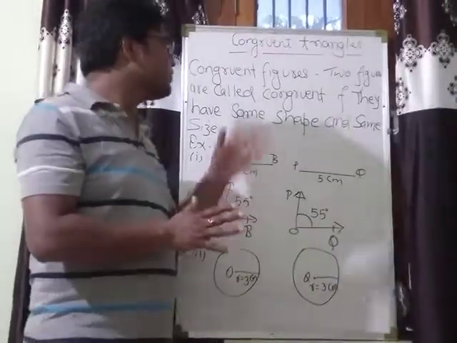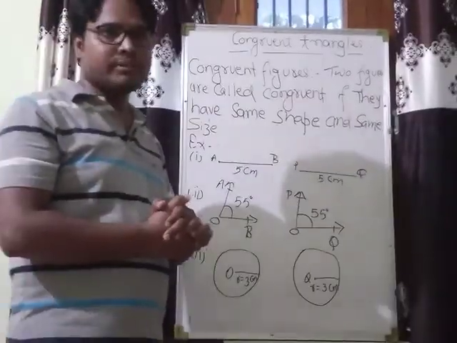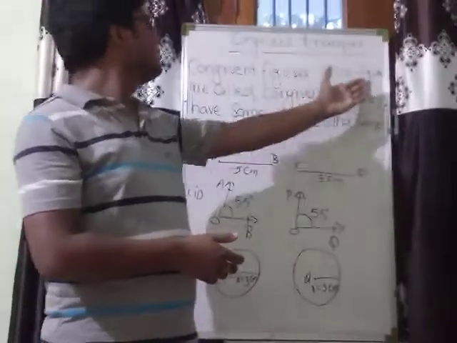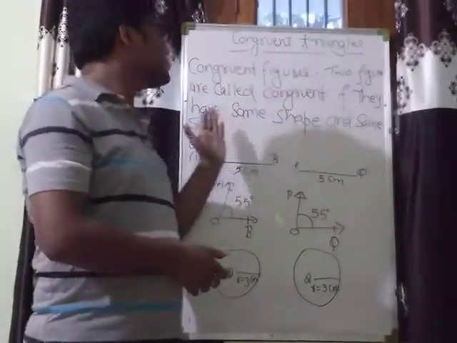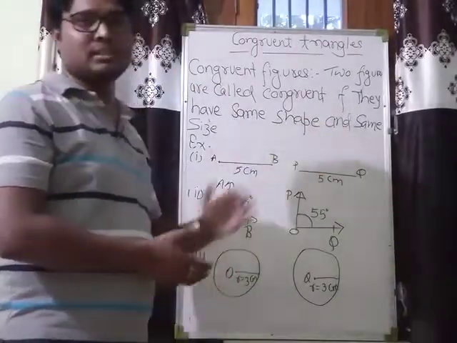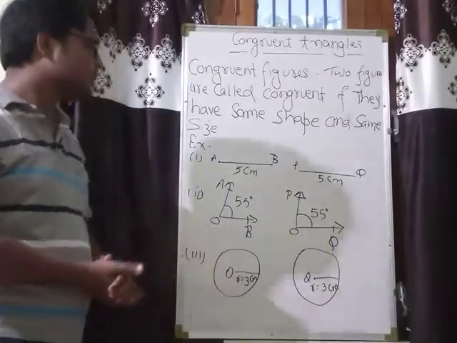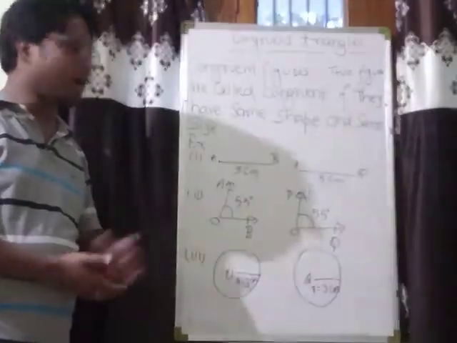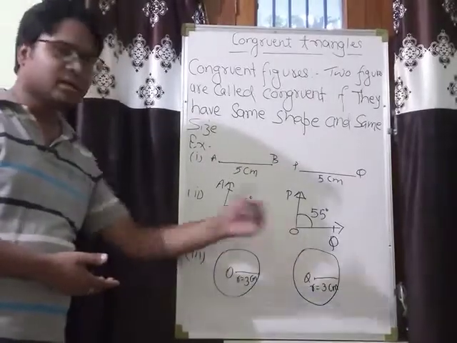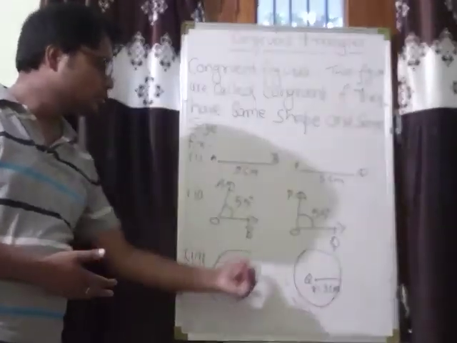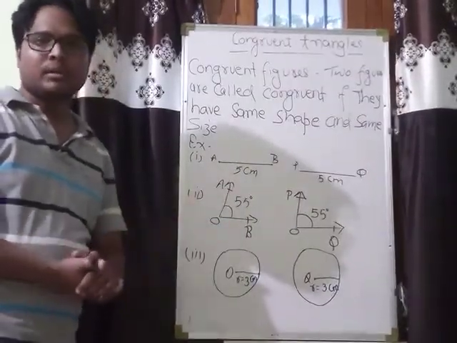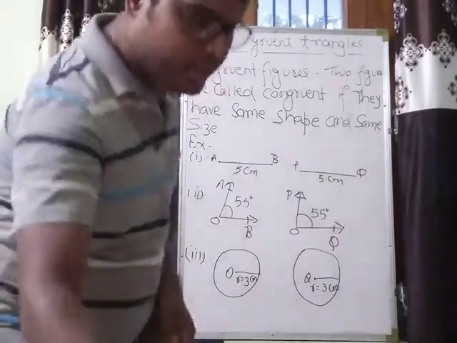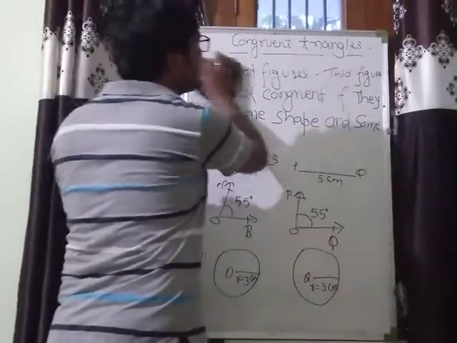So pause this video and write down the definition of congruent figures. Two figures are called congruent if they have the same shape and the same size, and these are the examples: two line segments having equal length, two angles having equal measurement, two circles having the same radius. Okay, I am going to give you some more examples.